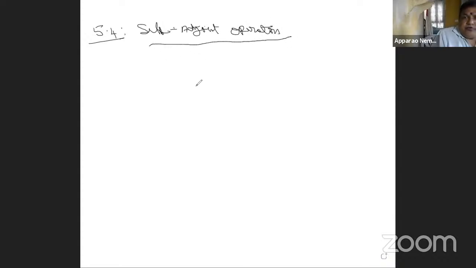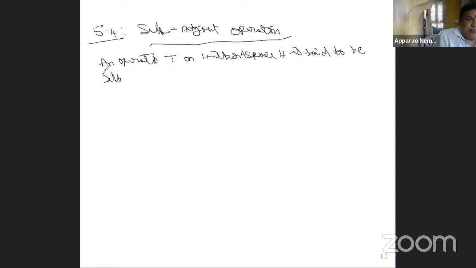Self-adjoint operators. An operator T on Hilbert space H is said to be self-adjoint if T star equals T. That means T is self-adjoint.